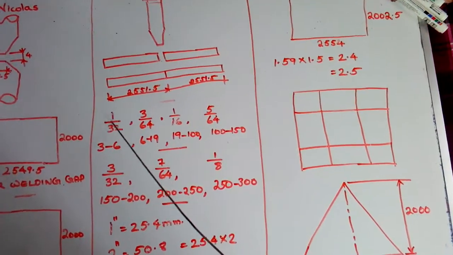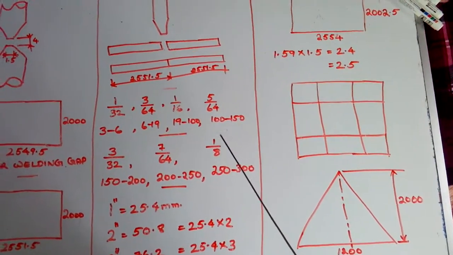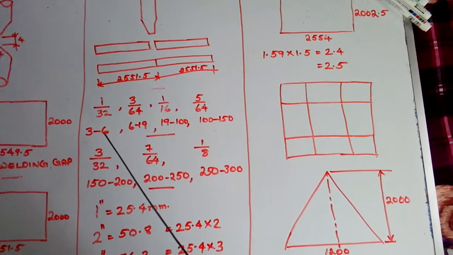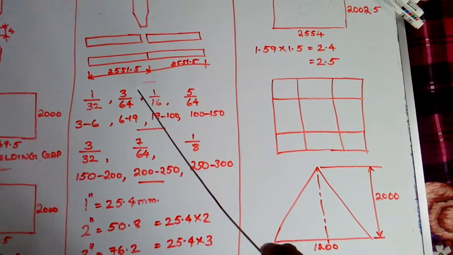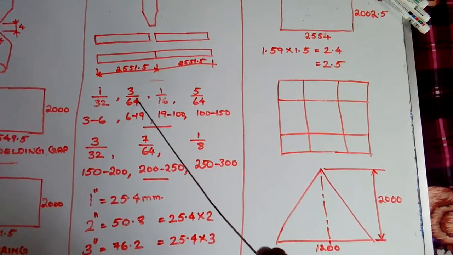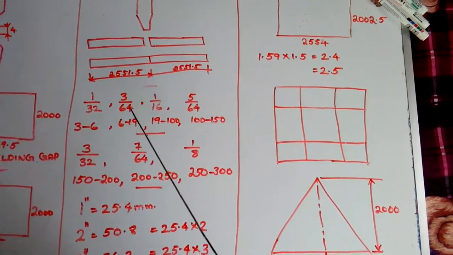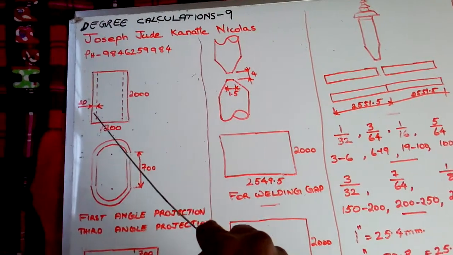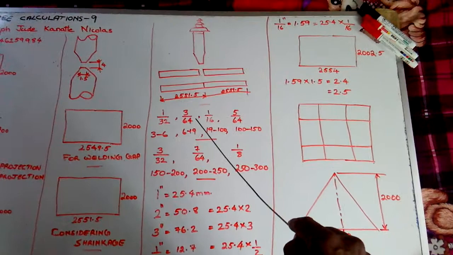It is 1/32 inch. All the other nozzle names have been indicated here. It is the 1/32 inch nozzle. It can cut 3 to 6 mm plates, and the next bigger one is 3/64. It means 3/64 inch. With this one we can cut 6 to 19 mm plates. It means we can't cut our plate because our plate thickness is 20 mm.